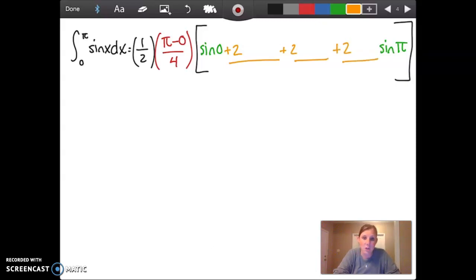Well, I know I have 5 terms because I have 4 trapezoids. In order to figure that out, I've got to come back to my b minus a over n. b minus a over n is pi over 4. That tells me how far apart each one is. So I start at part a, and if I have sine of 0, I add pi over 4 to that to get to the next one. So 0 plus pi over 4 is sine pi over 4.